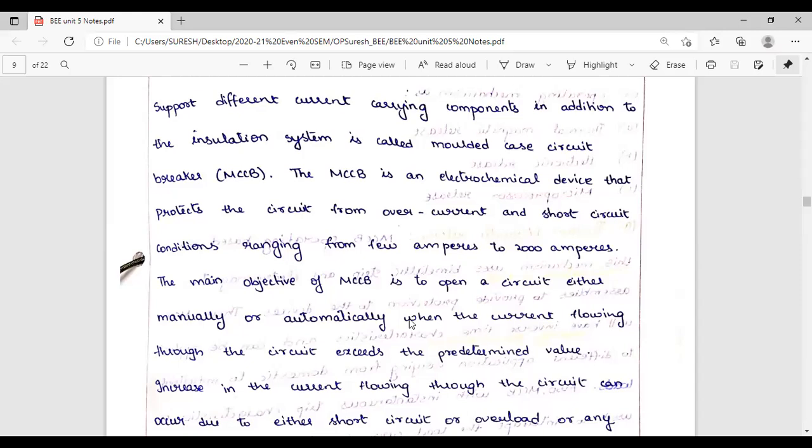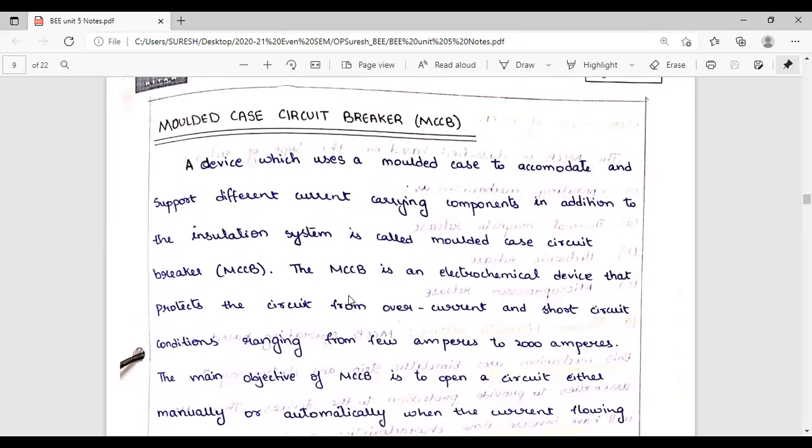See here. Have you understood what is meant by MCCB? Can you tell me what I have explained until now? Anyone? Can anyone tell within one or two lines what I have explained?